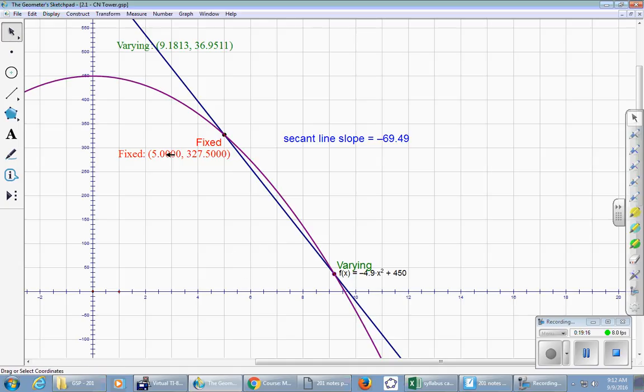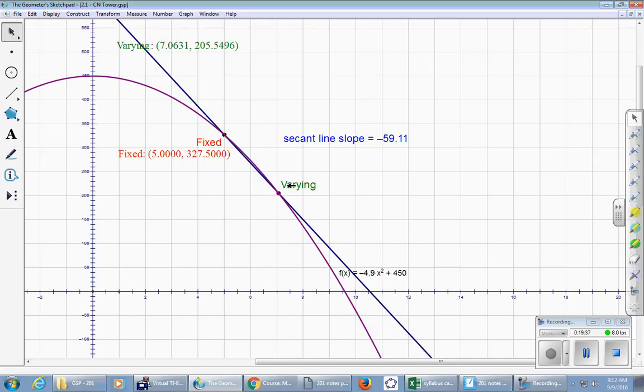Right here, I've got this fixed point at 5 seconds. 5 seconds into this trip, the ball was 327.5 meters above the ground. Then I've got this green point over here, this varying point, and I'm going to move it. First, I'm going to try to shoot for this guy to be 7 seconds, which was our first average velocity calculation. So it's not going to be perfect. I'll get you close. 7 seconds in, I think we said 209. Is that what we got? Yeah, so I'm not quite there.